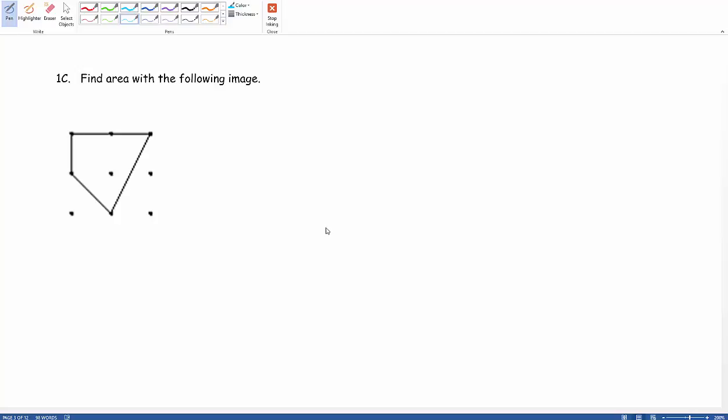Here we are at chapter 1, target 1C. We're asked to find the area for the following image. Now, in just looking at this item, what we're going to go ahead and do is maybe break it up to kind of take this piece by piece.